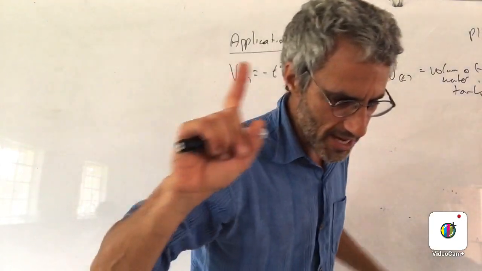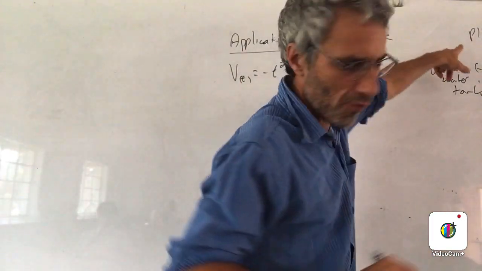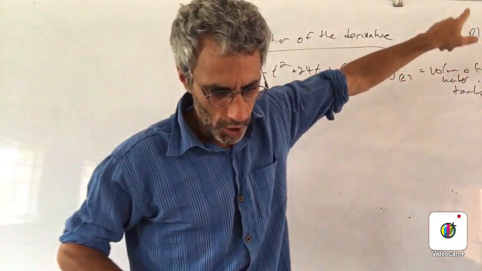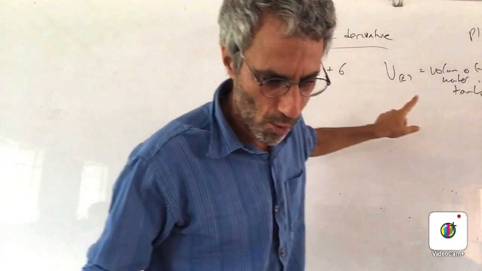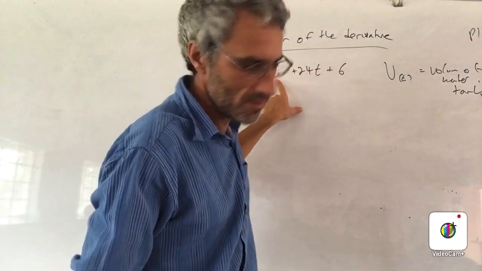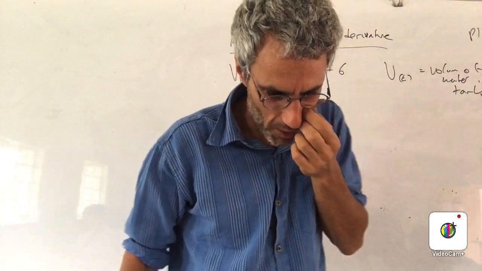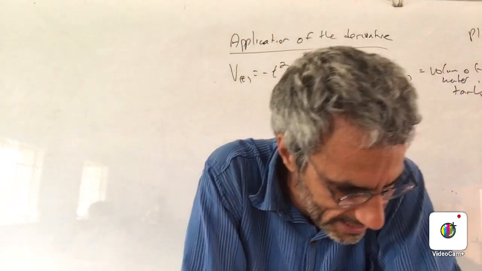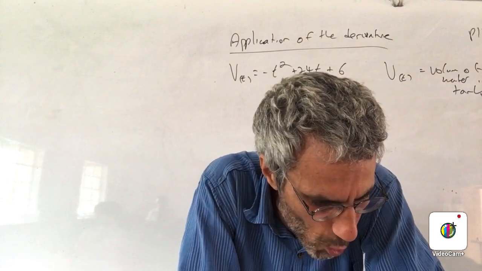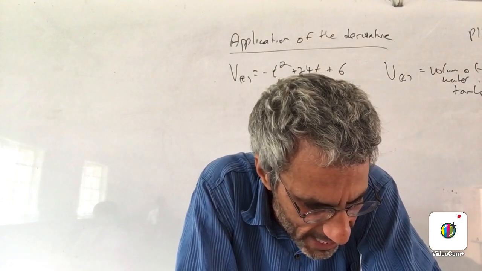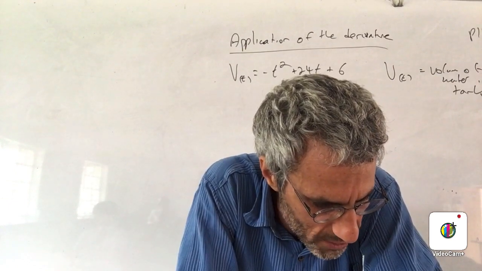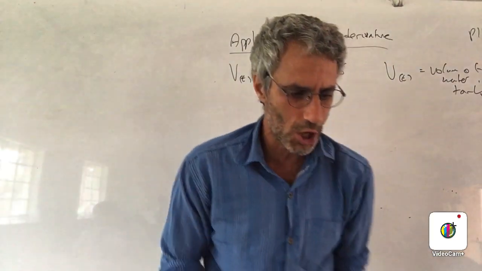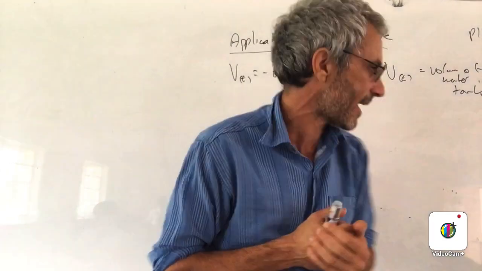I'm reading in example 34 on page 125. The volume of water in a tank changes according to the formula V(t) = -t² + 24t + 6, where t is the time in hours, from the moment the inlet and outlet of the tank was connected to the pump. The volume is measured in liters. The first question they're asking is, how much water is in the tank initially?